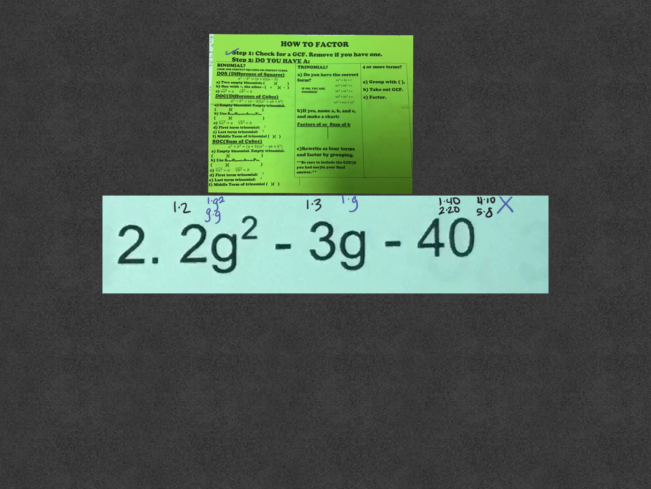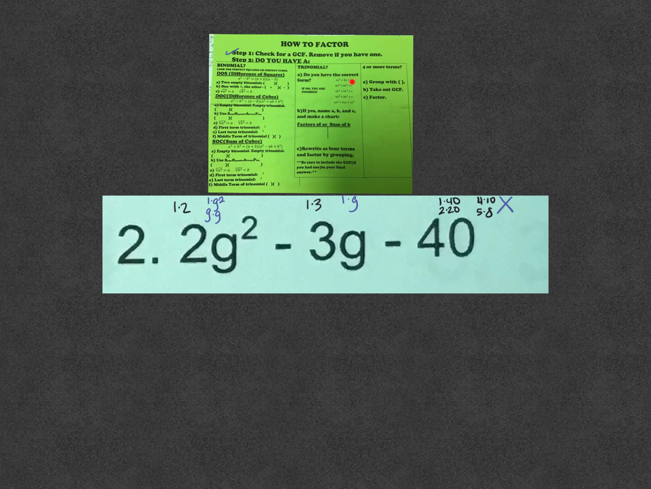Step 2 asks me, is this a binomial, a trinomial, or 4 or more terms? Terms are separated by addition and subtraction signs. Here's a subtraction sign, here's a subtraction sign. That means I have 1, 2, 3 terms. That means I have a trinomial.